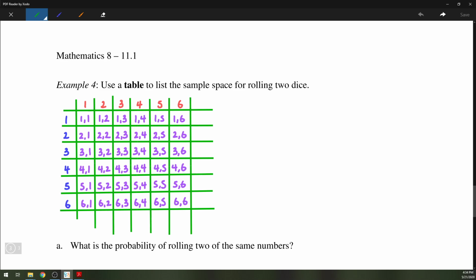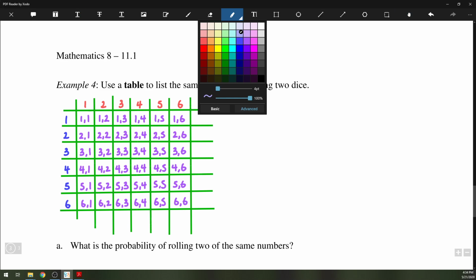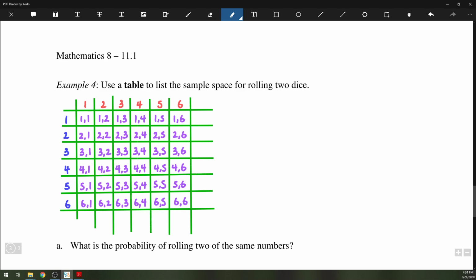First one says, what is the probability of rolling 2 of the same numbers? So let's see. In this case, we have 1, 1, right? 2, 2, 3, 3, 4, 4, 5, 5, and 6, 6. So that's 6 outcomes out of 6 times 6 is 36 total outcomes. And 6 of them are favorable. So let's calculate the theoretical probability using that information.